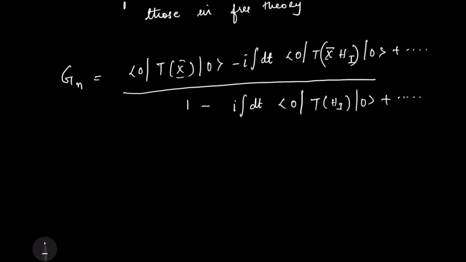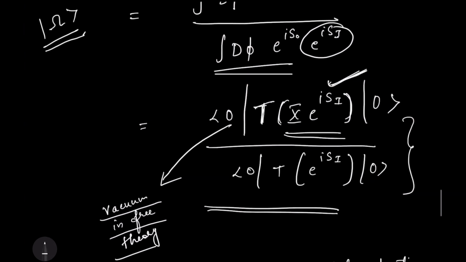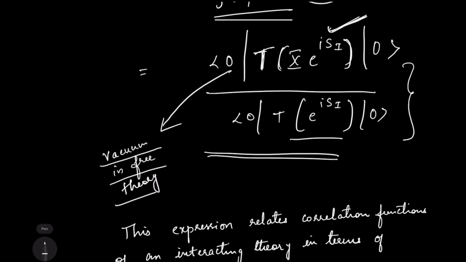So how did I get this one? e raised to i Si will be 1 plus i Si plus etc., right? Which is equal to 1 plus i, what is the action? Action will be integral dt of Hi minus Hi. So minus i integral dt Hi plus etc. So this multiplied by an x bar is also there, right? x bar multiplied by e raised to i Si. And in the denominator you have only e raised to i Si. There is no x bar multiplied. Right? So I have to substitute it here.